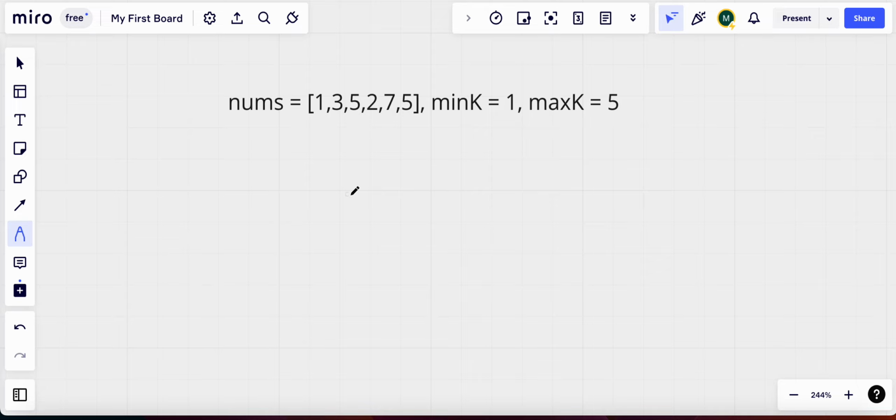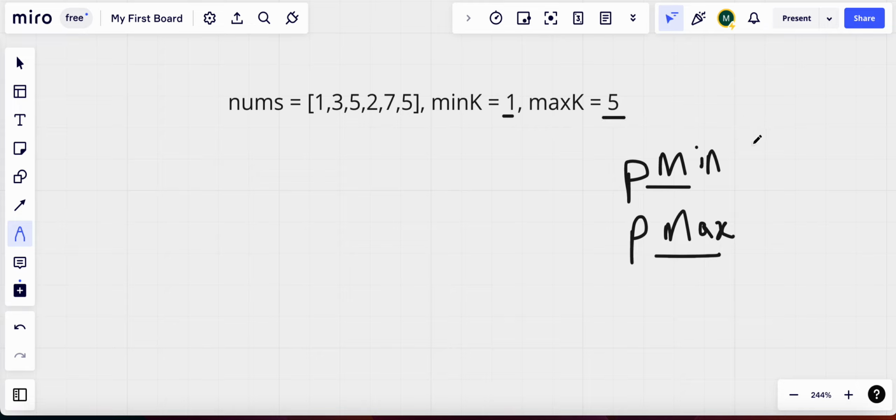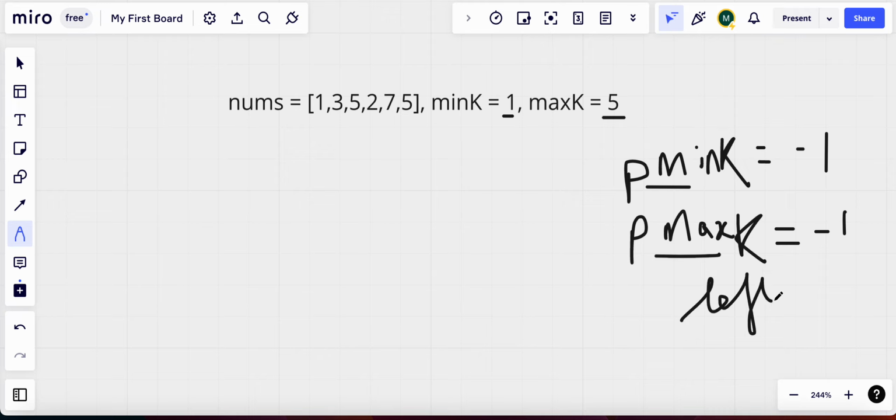So for that purpose, we are going to need the position of the min, all right, and we need the position of our max value in our subarray, and this should be basically the position of these values, position of min k and position of max k value. Initially we set all of these values to -1, so we have this value -1, and we also set a left bound which is equal to -1 initially.